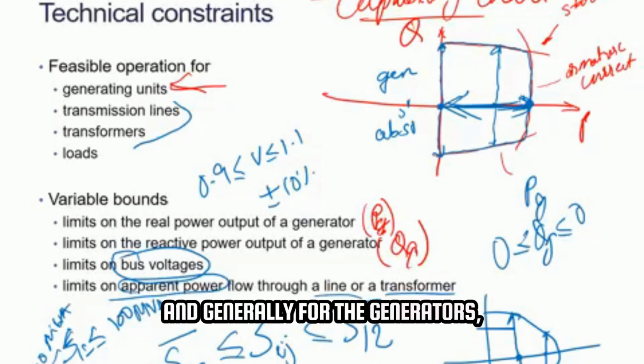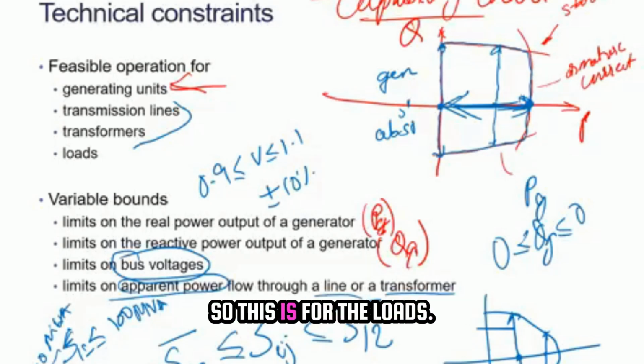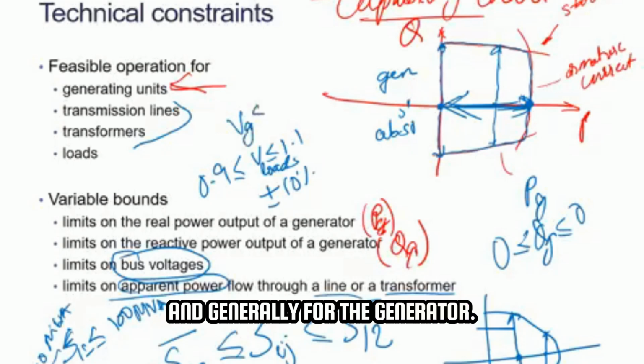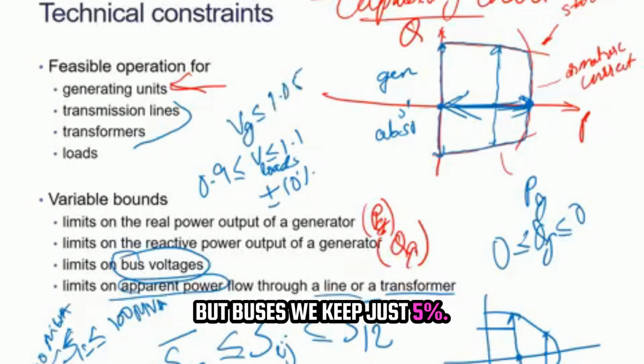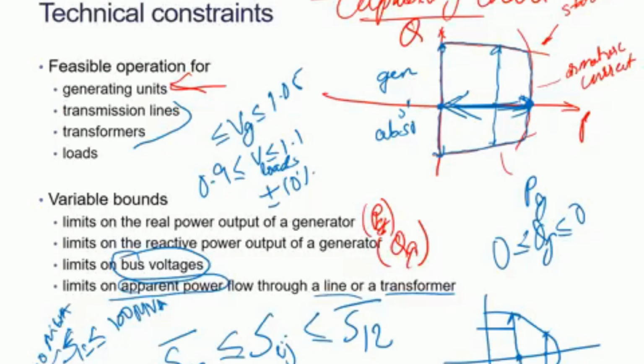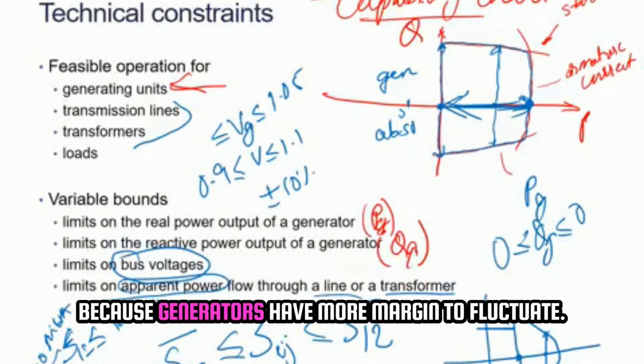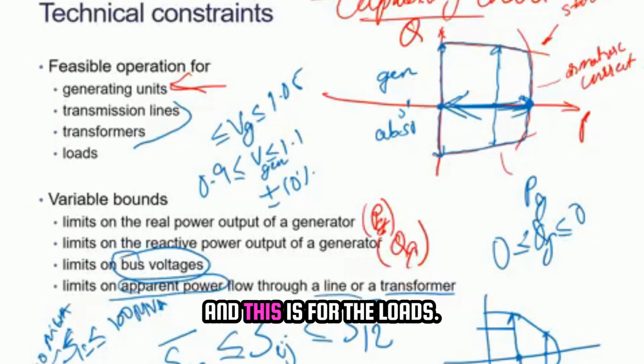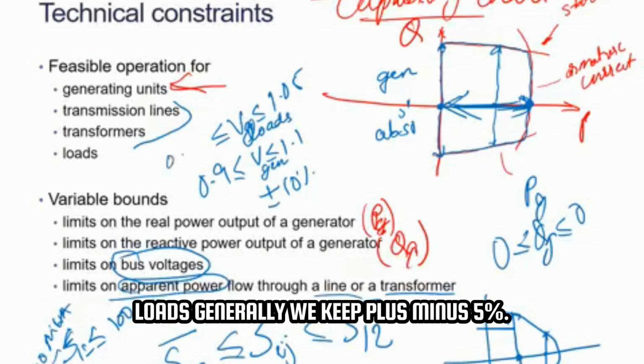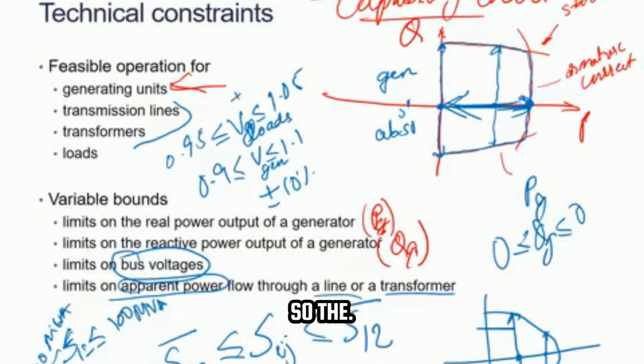Generally for the generators, this is for the loads. So this is for the loads, basically load buses. And generally for the generator buses, we keep just 5%. Oh, sorry, I wrote it in reverse. So this is for the generators, because generators have more margin to fluctuate, and this is for the loads. Loads generally we keep plus minus 5%.